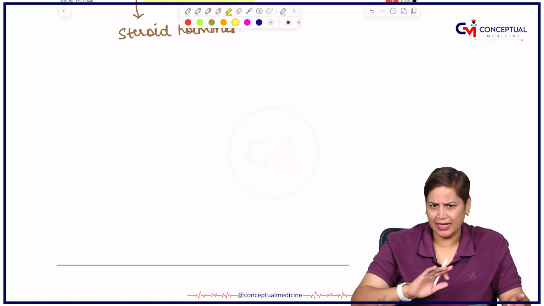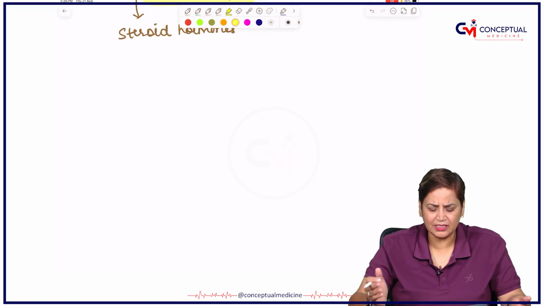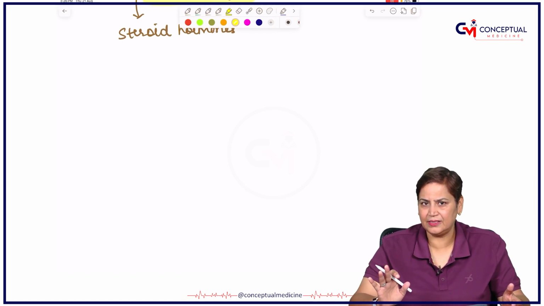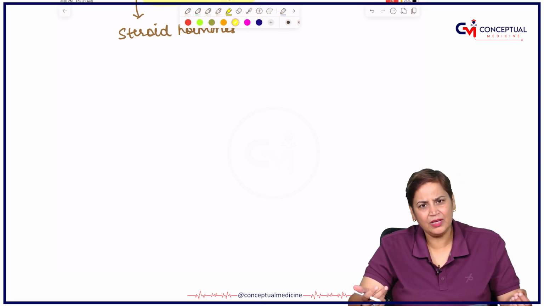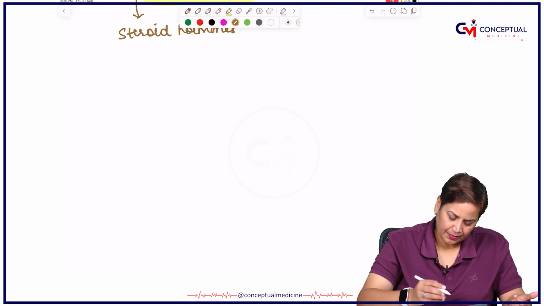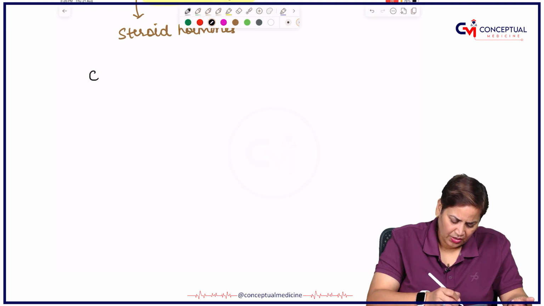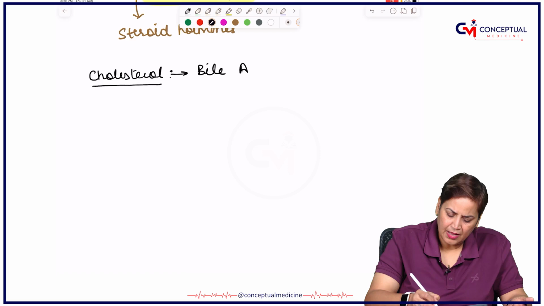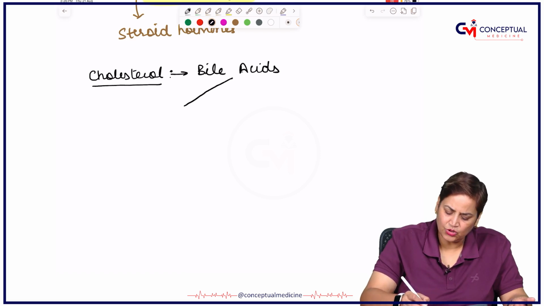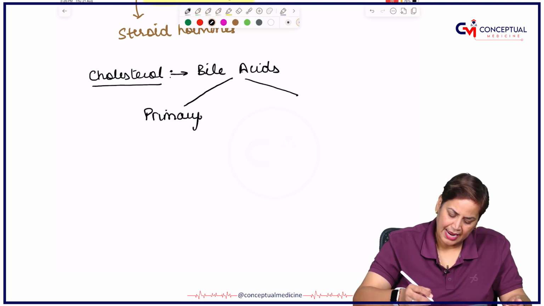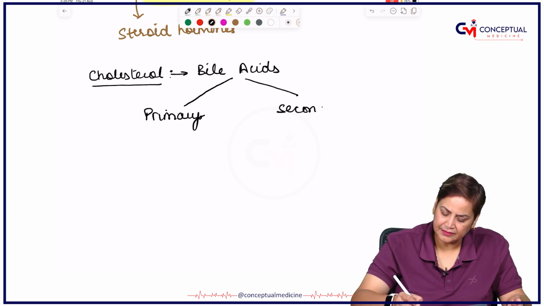So here the detail is obviously taught in medicine, so we will be just focusing here on how cholesterol is converted to form bile acids, and what these bile acids are. They are primary, they are secondary. What are the different steps which lead to their synthesis? So cholesterol into bile acids. Now these bile acids are actually of two types: primary bile acids and secondary bile acids.